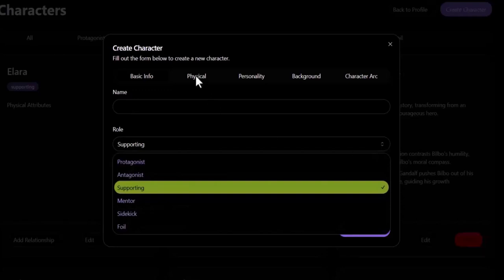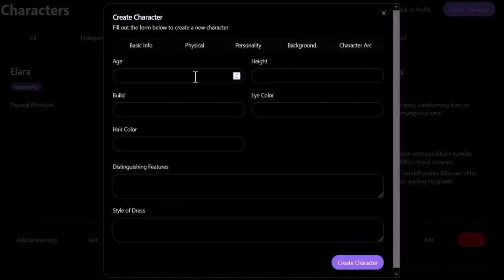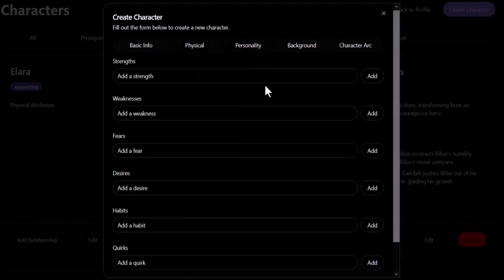Then we go on and we have their physical appearance: their age, height, build, eye color, hair color, distinguishing features, style of dress. All of these help you keep things consistent in your writing. We'll get to personality traits. You can add strengths, weaknesses, fears, desires, habits, and quirks.